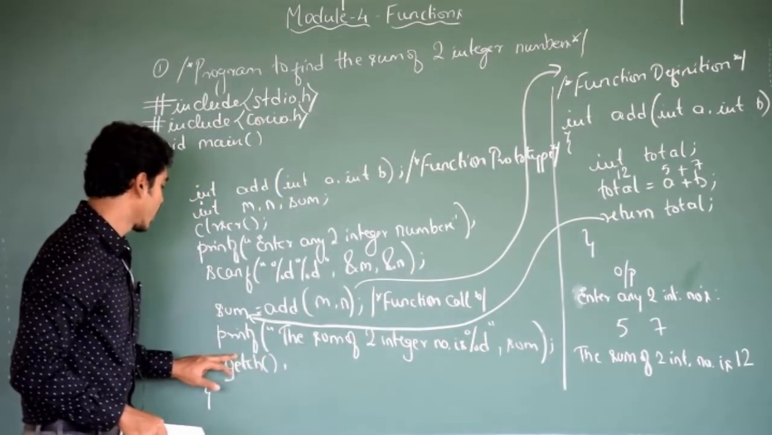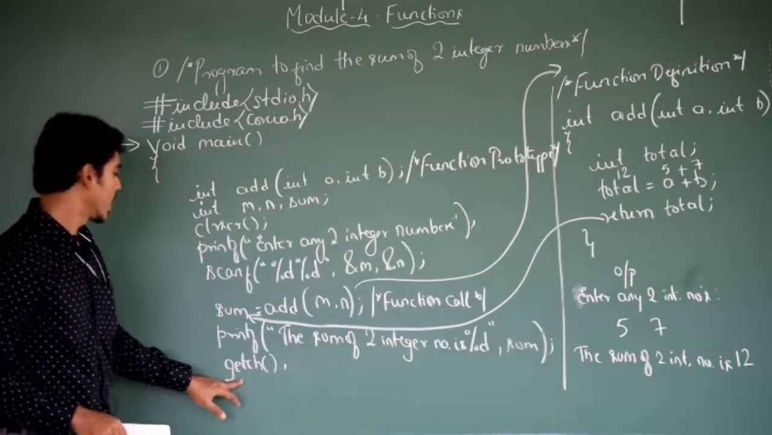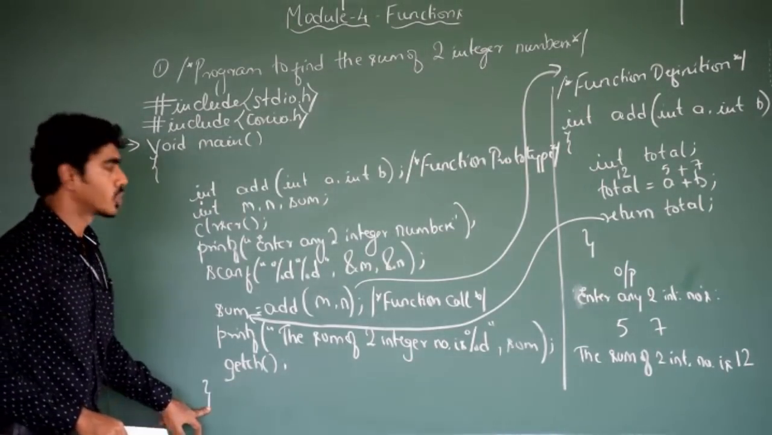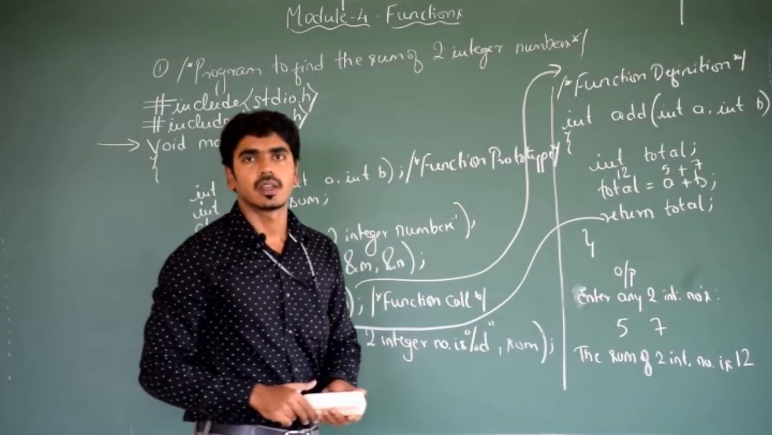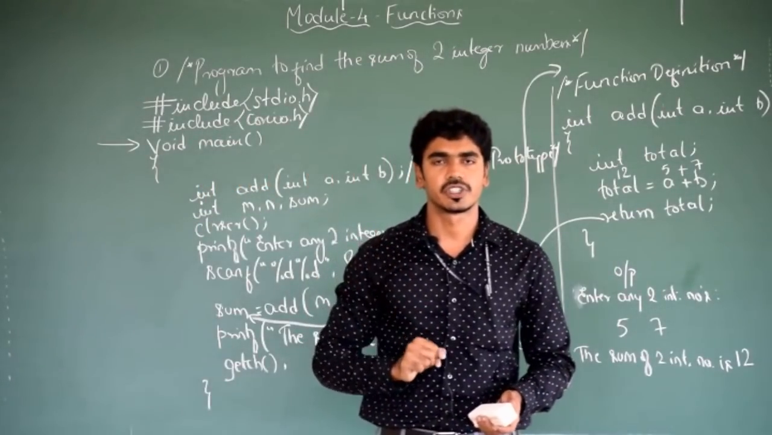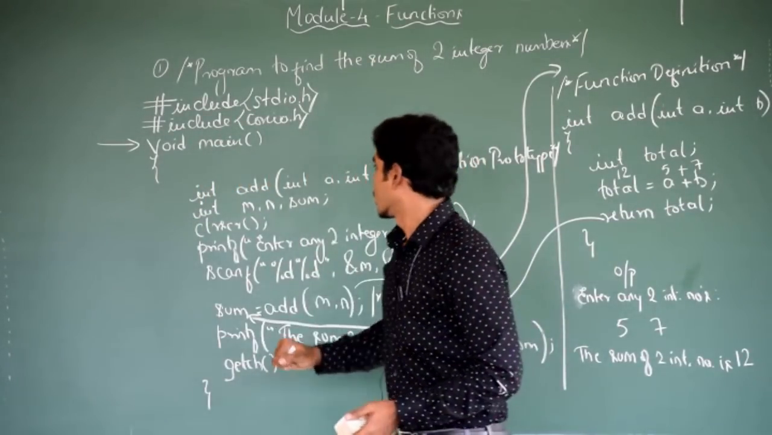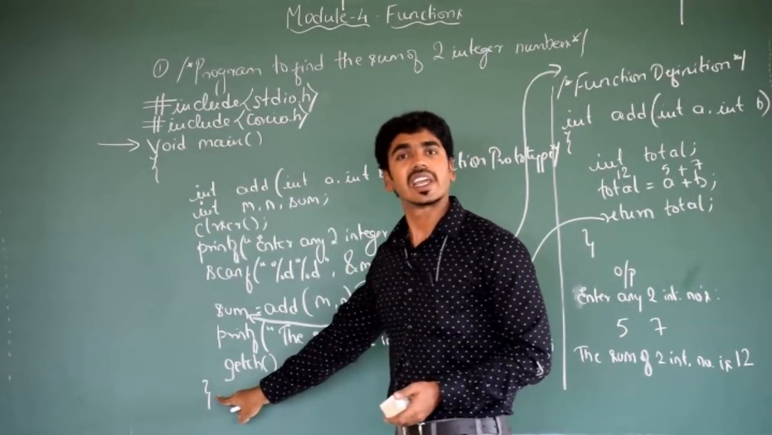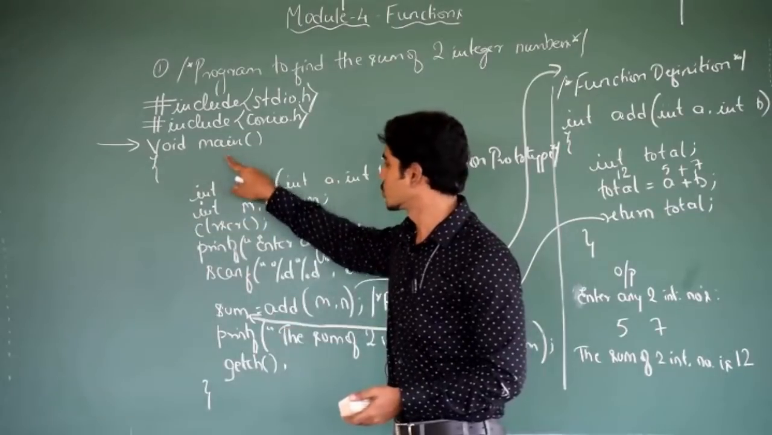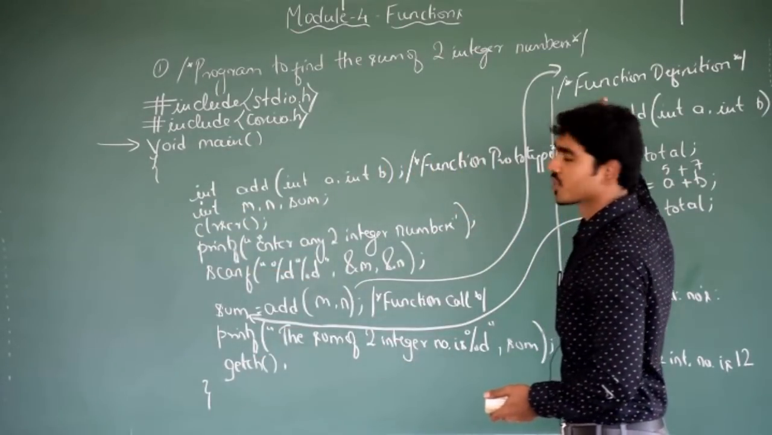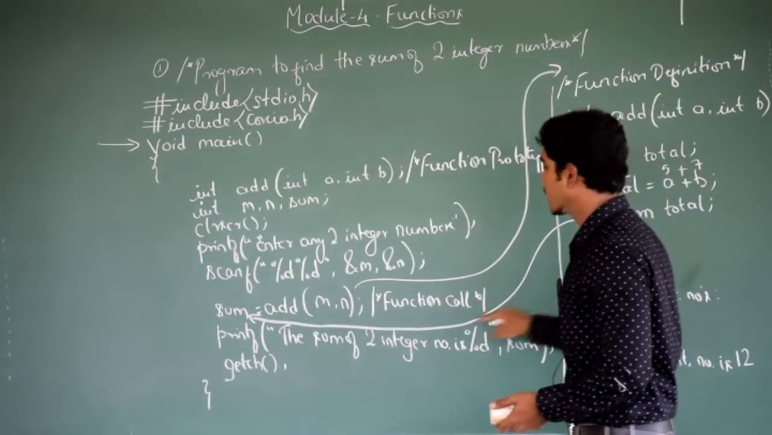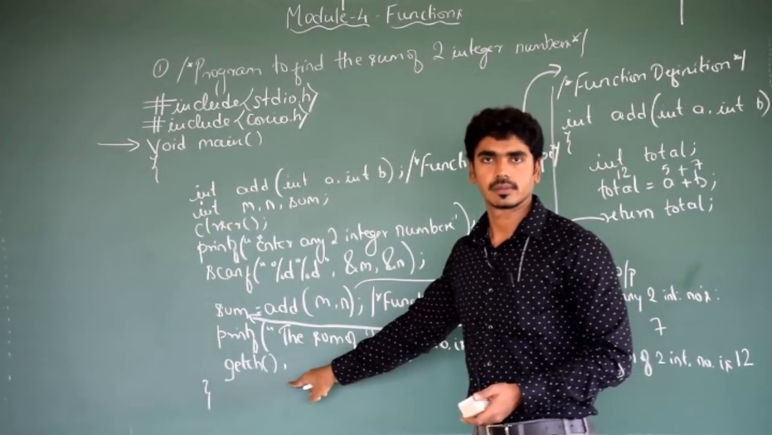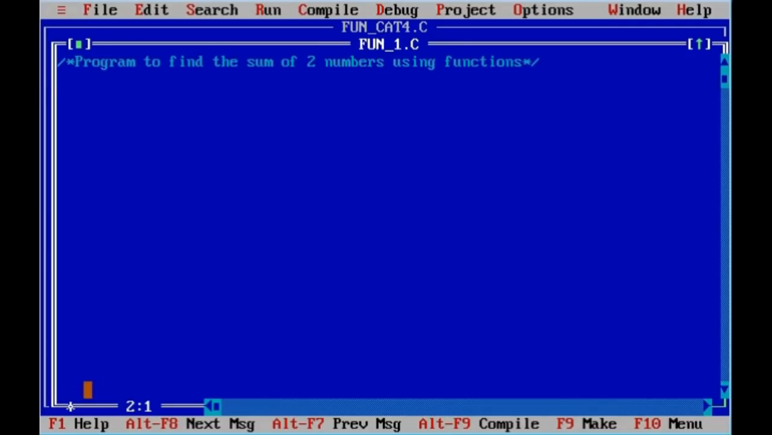Of course, at last we have the getch and terminating the main program. So you have to be aware that in a program involving a function definition or a user-defined function, the program execution starts in main as well as the program execution ends in main. Between the execution, the control will go to the function definition, do its task, and again come back to the main program. Now, let me explain and execute how to execute this program using functions.